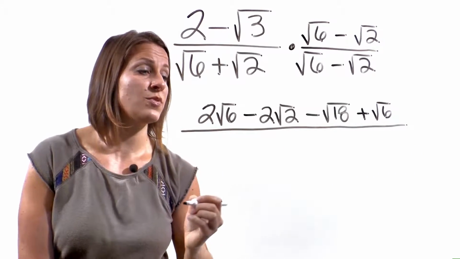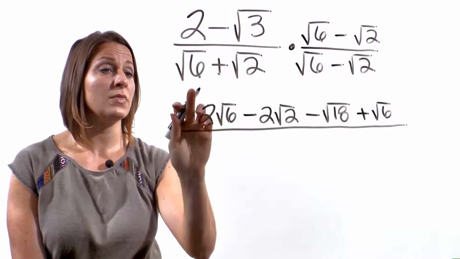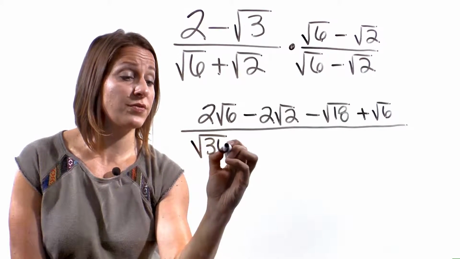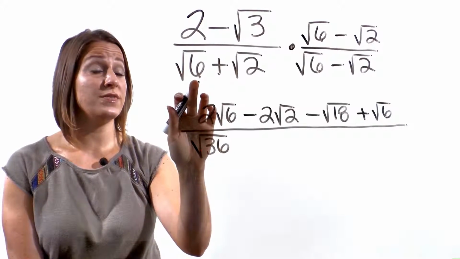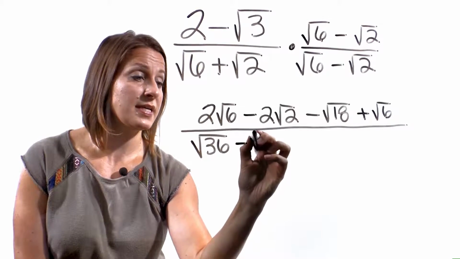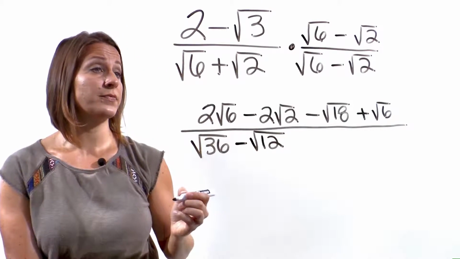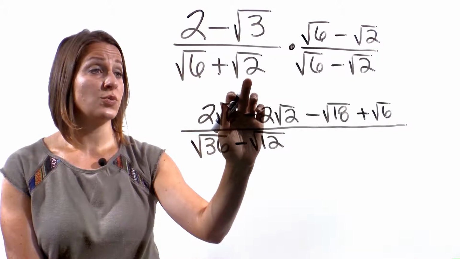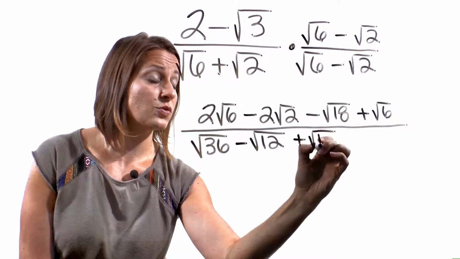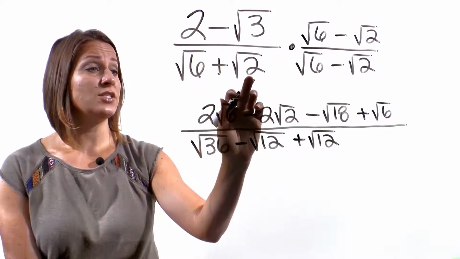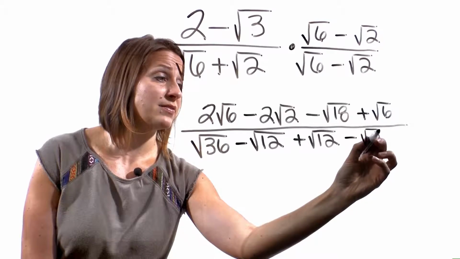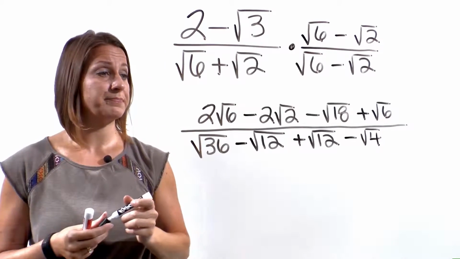Before we simplify that, let's multiply out the denominator. Square root of 6 times square root of 6 is the square root of 36. Square root of 6 times negative square root of 2 is negative square root of 12. Square root of 2 times square root of 6 is positive square root of 12. And square root of 2 times negative square root of 2 is negative square root of 4.